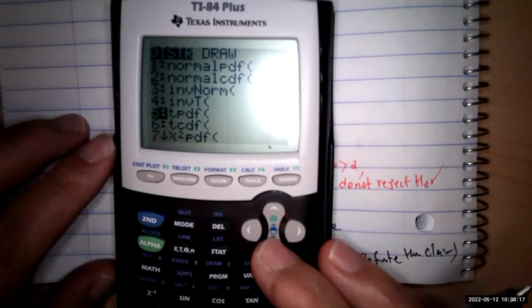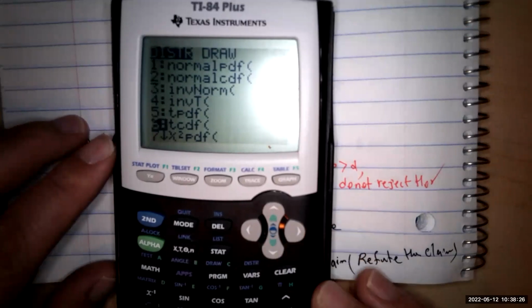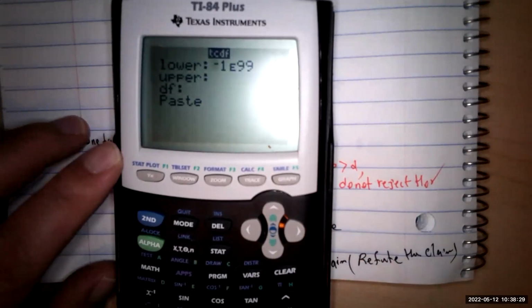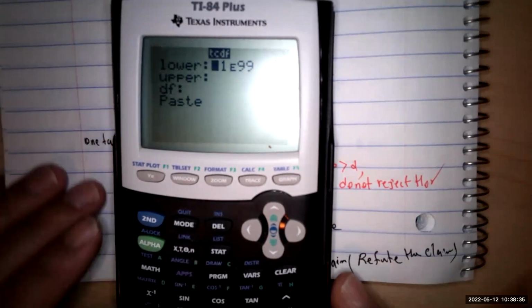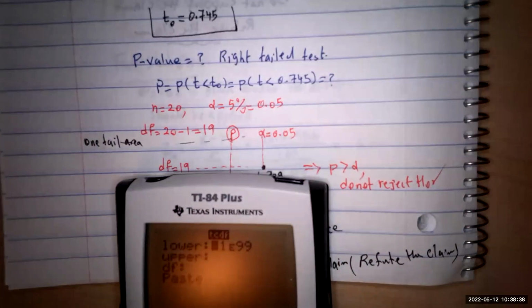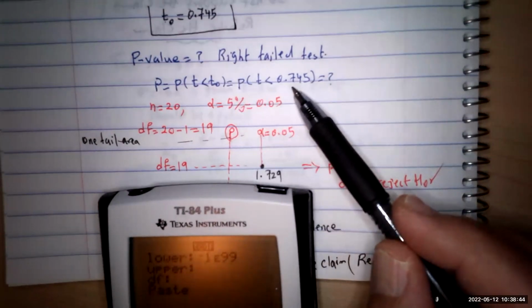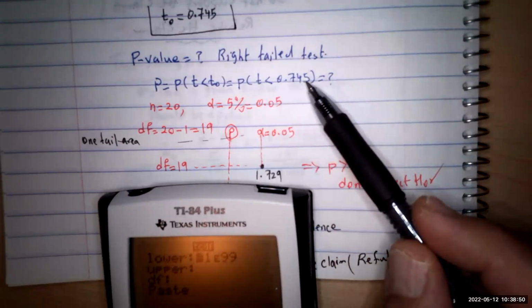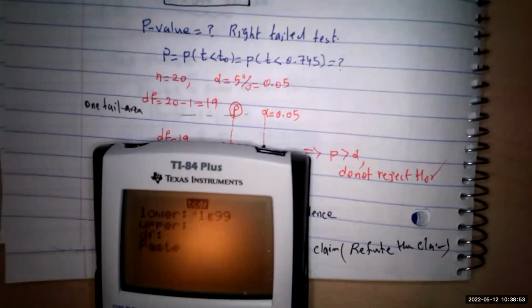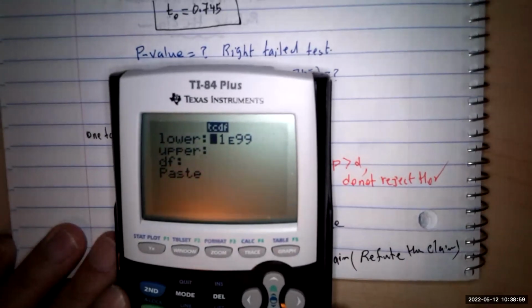This is t-PDF, no, t-CDF. That is number 6. If you click on it, it gives you the interval: lower, upper, and the DF. You get the interval because you see the p-value in this case for the right tail test. You have the fact that the p is less than 0.745. So less means between negative infinity and 0.745. So the lower number here is going to be negative infinity, like the one that I have already, so it's negative 1E99.